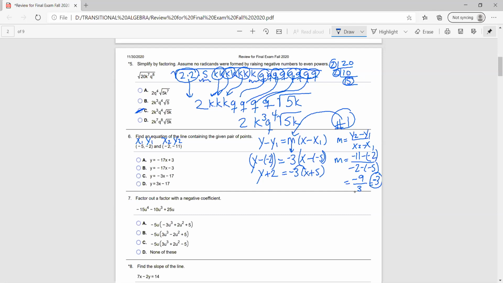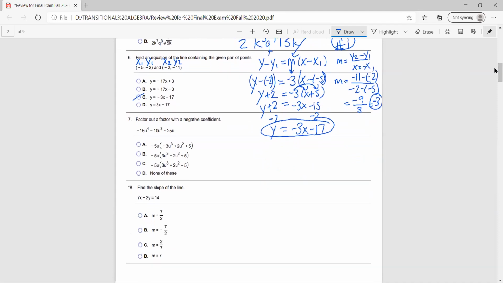So we're going to go ahead and distribute this negative 3. That's going to get me negative 3x. And negative 3 times 5 is negative 15. Then we're going to need to subtract 2 from both sides. So y is equal to negative 3x minus 17. Okay, so on number 6, the correct answer is C.